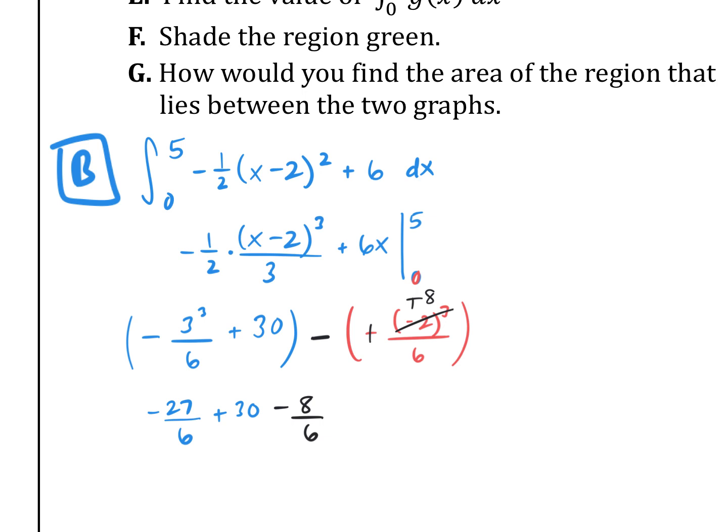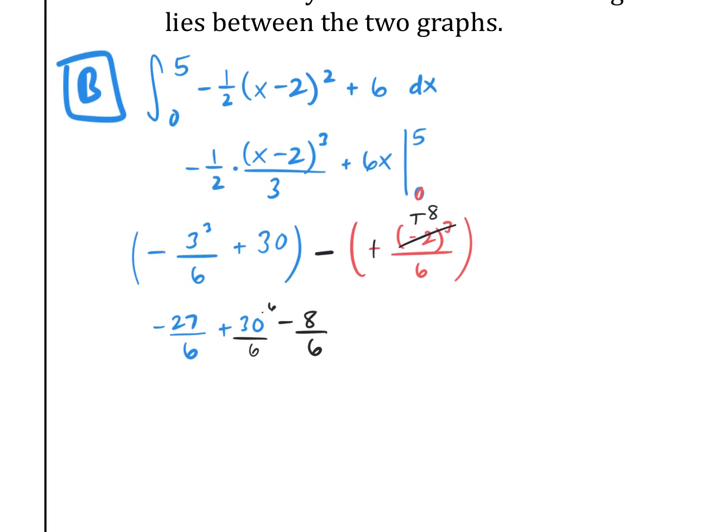And then let's go ahead and make common denominators here. So let's multiply this 30 times 6 divided by 6 on that one. And when I do that, I'm going to have negative 27 plus 180 minus 8, and that's all divided by 6. And then if I simplify that on the top carefully, that's going to equal 145 divided by 6.